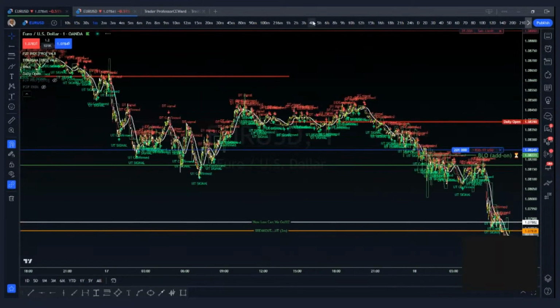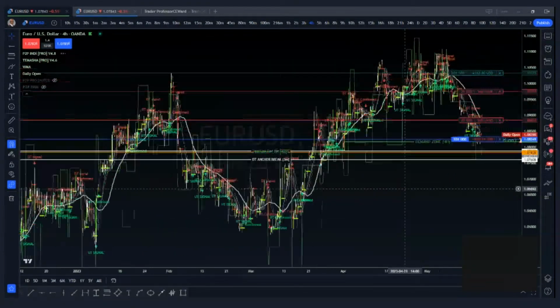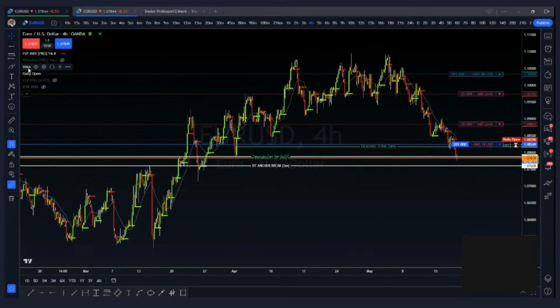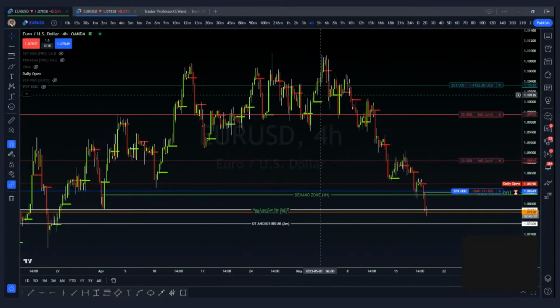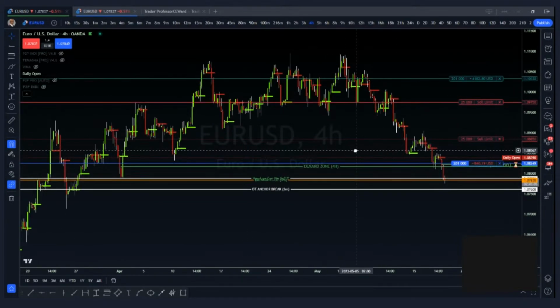Where's the other open? Turn all this other stuff off. Oh, the daily open was down here. Ah, so they could have come all the way down here. Look, there's a daily open here. So where I said the break here, they could come all the way down here if they wanted to. But looks like they're turning. So we'll take that.